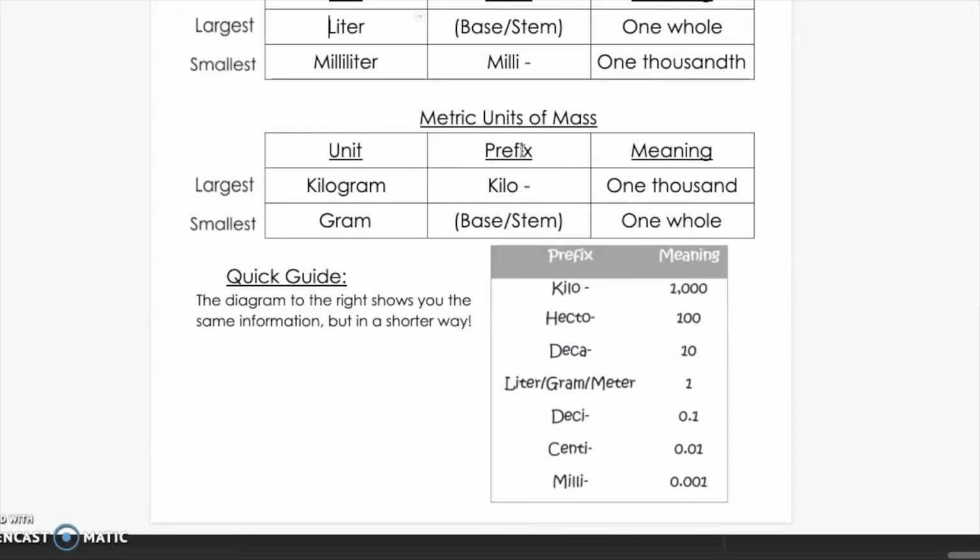Now we're moving on to mass. We have kilograms and grams. Grams are the regular whole unit of metric units of mass. So you will see gram in every metric unit of mass there is. Looking at the larger unit, we have kilogram. Kilo means 1,000, so 1,000 grams. That's literally what it means. So there are 1,000 grams in a kilogram.